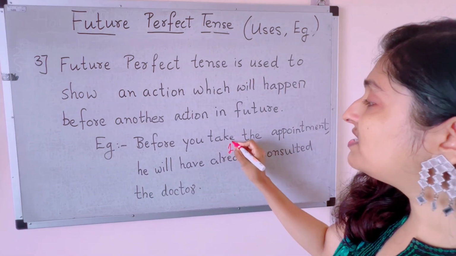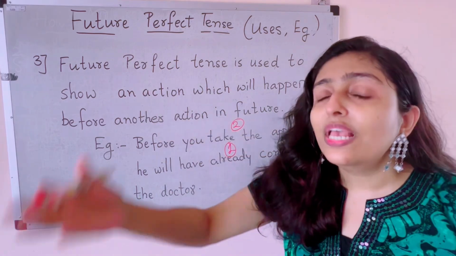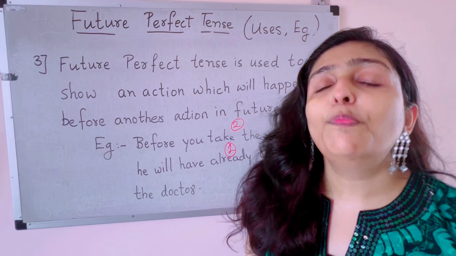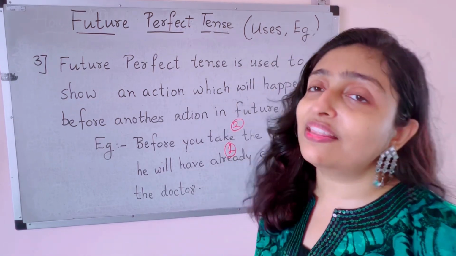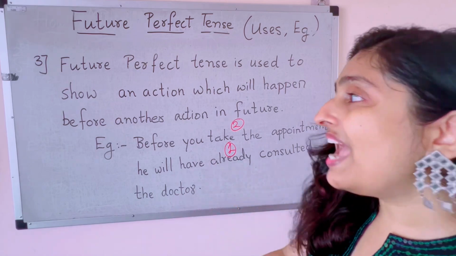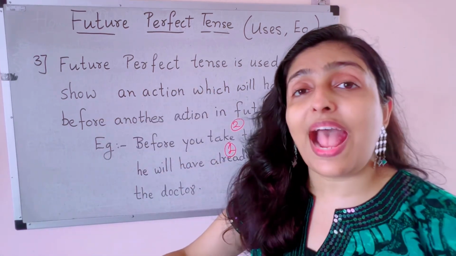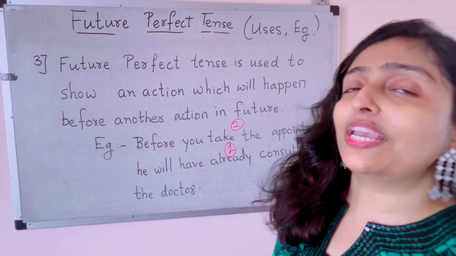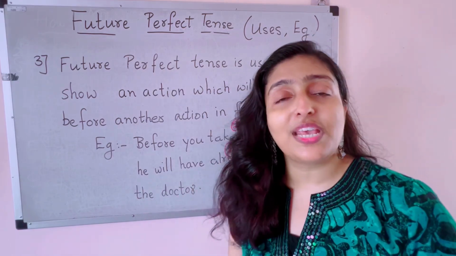So this is the first action that is taking place, and this is the second action. Before you leave the house, before you take the appointment, your brother would have already consulted the doctor. He will have already met the doctor. So one action will have already happened before another action takes place in the future. In such cases, we use future perfect tense. Let's move on to the next rule.